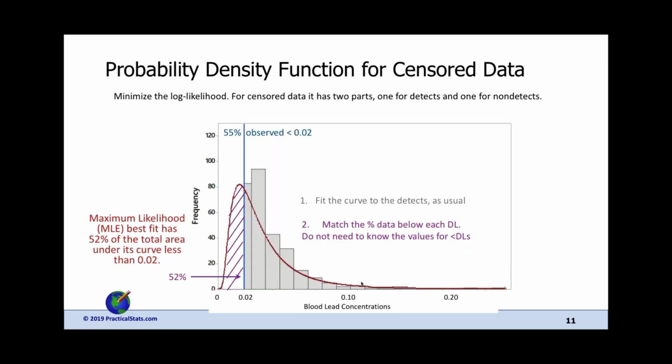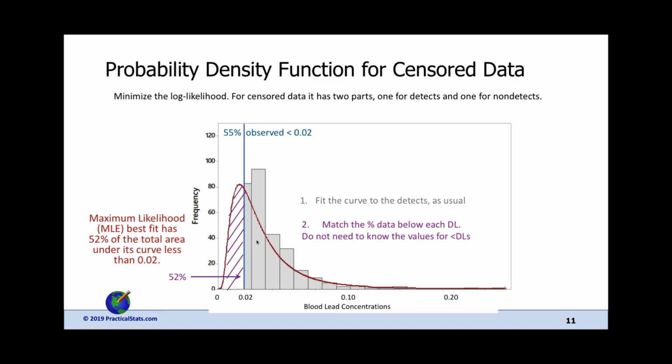Looking at the data themselves as a histogram, here's just an illustration with one detection limit at 0.02. I believe that's the golden data. And there are 55% of the observations less than that. What MLE is doing in fitting data, think of it as a slice at one point in X, fitting a curve to the data. It would try to match the histogram values, and that curve would hit near the middle in the top of the histogram. It does that further up around 0.10.